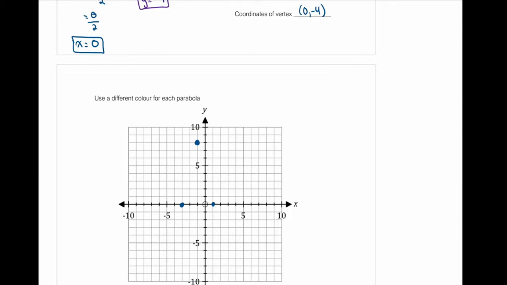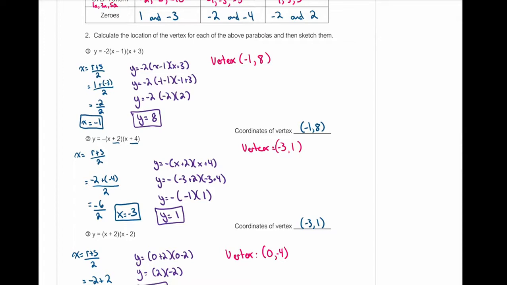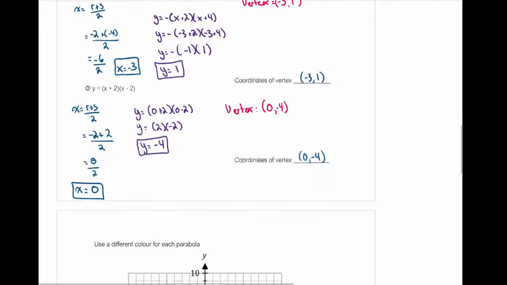Now, if I wanted to just sketch this, I could just connect the two lines and hope for the best, but I do have enough information to accurately plot the rest of it. And that comes in the key part of going back up. We see that a value. Or if we go back up to our table, we have this step pattern. So that step pattern tells us negative 2, negative 6, negative 10.